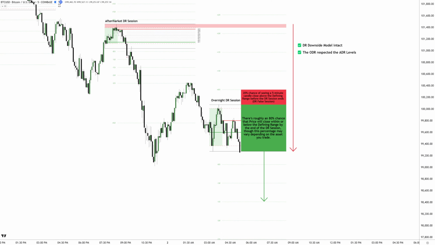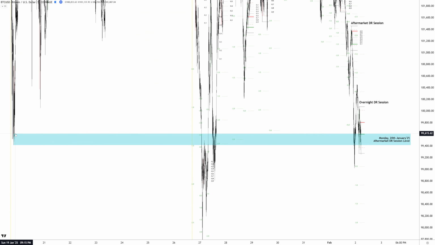With the short confirmation, the probabilities of continued bearish price action significantly increased. Now here's where things get even more interesting. A previous DR session level from a week earlier played a crucial role, aligning perfectly with the current defining range.